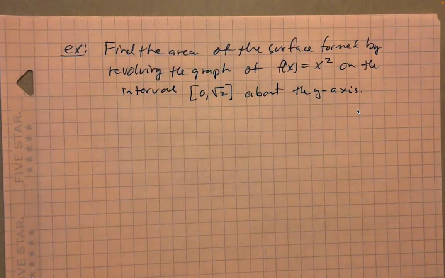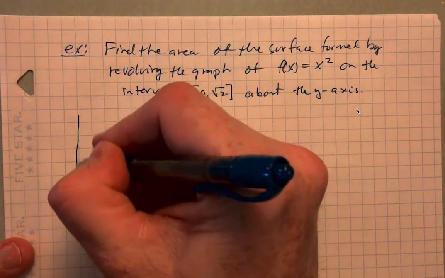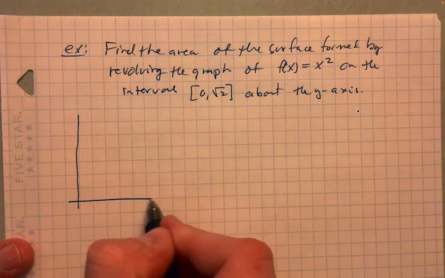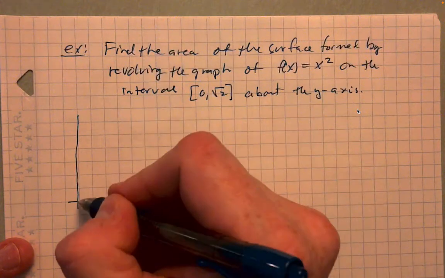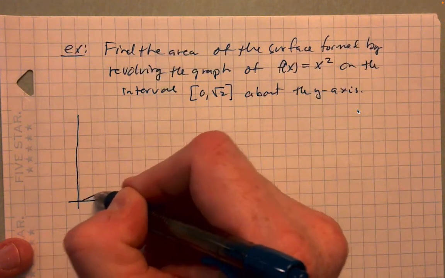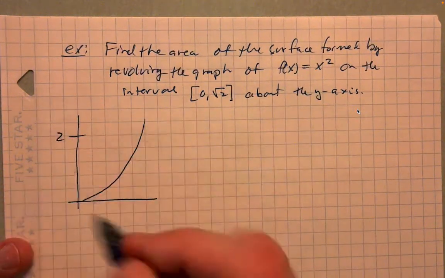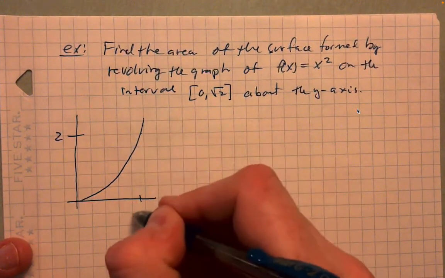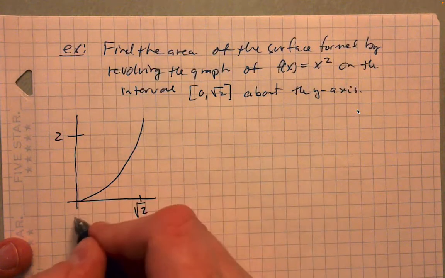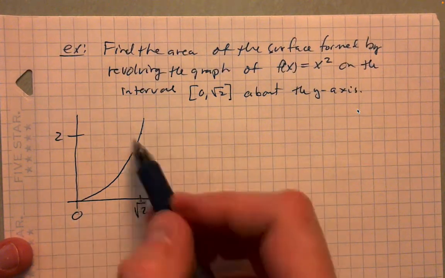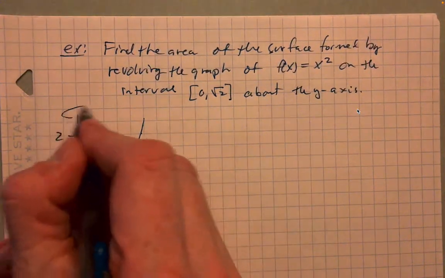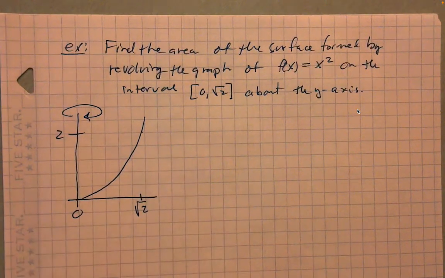Okay, so let's draw this so we can get everything kind of straight. All right, so we know what this looks like. This is just the x squared function. So somewhere up here we've got a 2, and that's going to correspond to the square root of 2 down here. So we're interested in this interval, and this time we're going to rotate it around the y-axis.